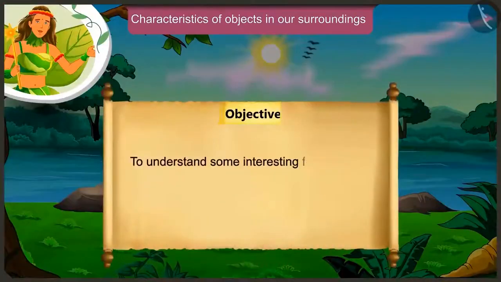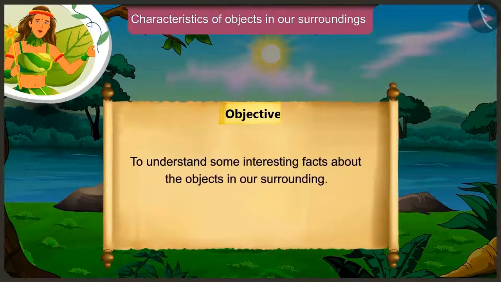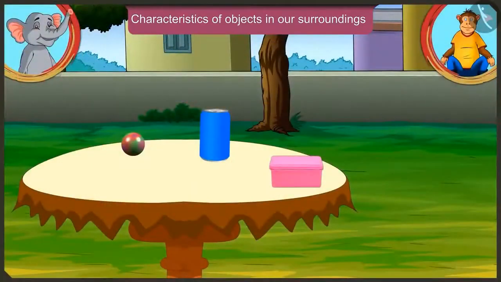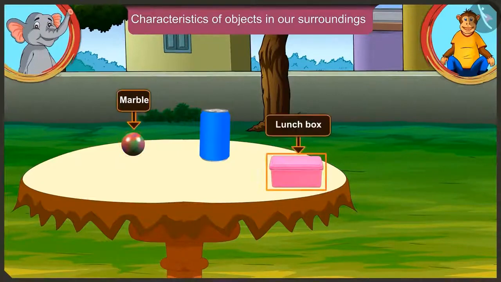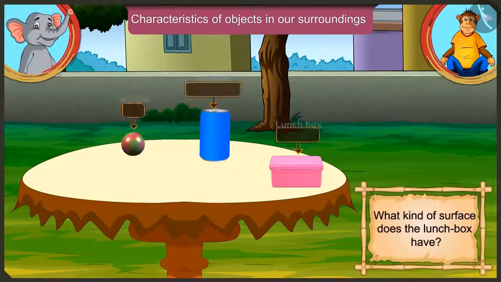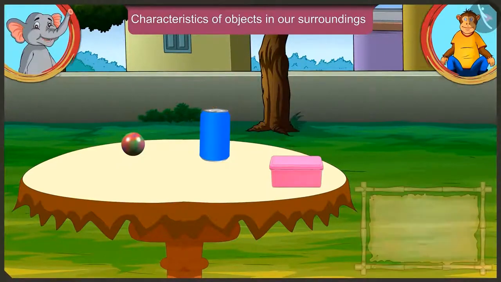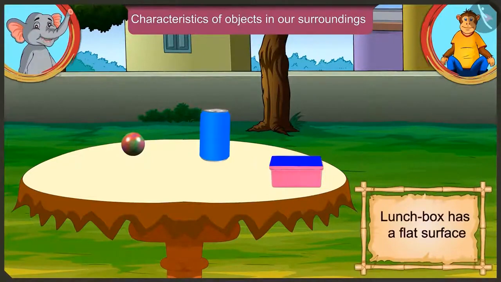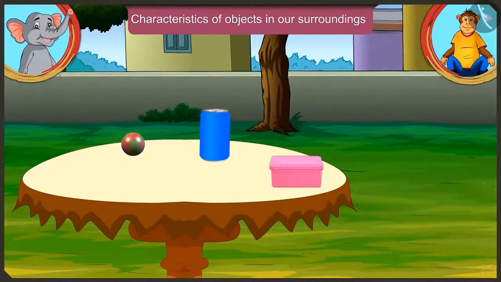Friends, today we will understand some interesting facts about the objects in our surroundings. Appu, look, few things are kept over here. A marble, a lunchbox, and a tin can. Can you tell me what kind of surface does the lunchbox have? Yes. This lunchbox here has a flat surface, which we can also move by putting it upright like this.